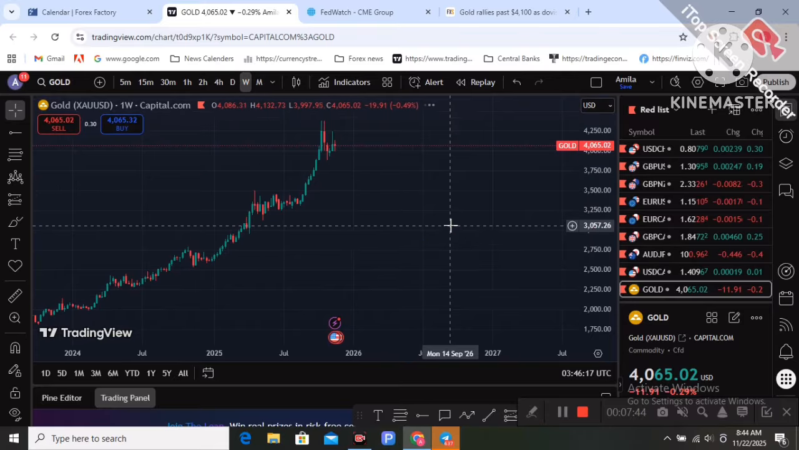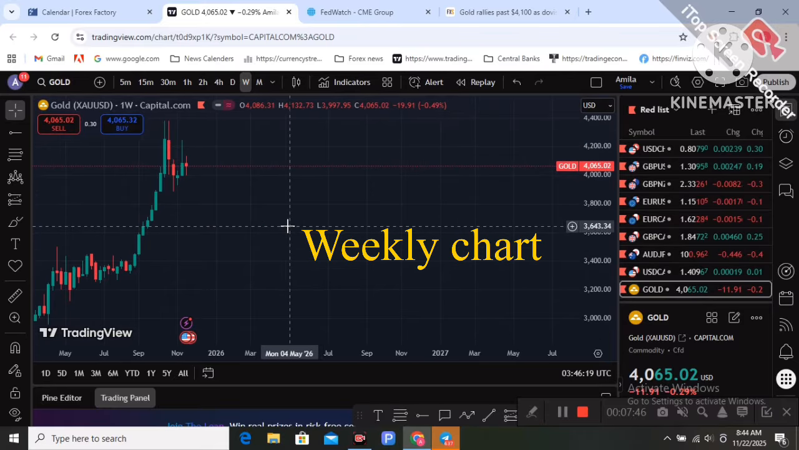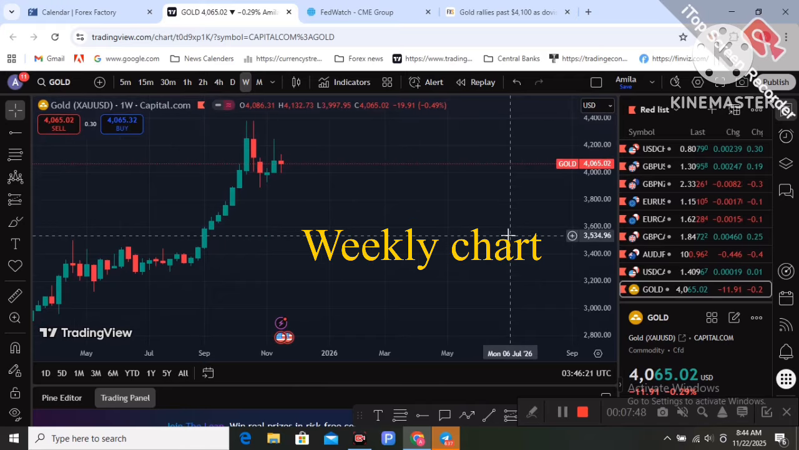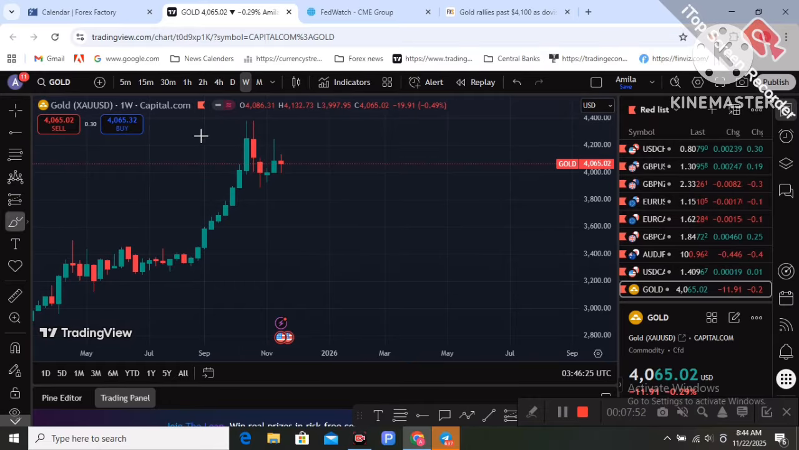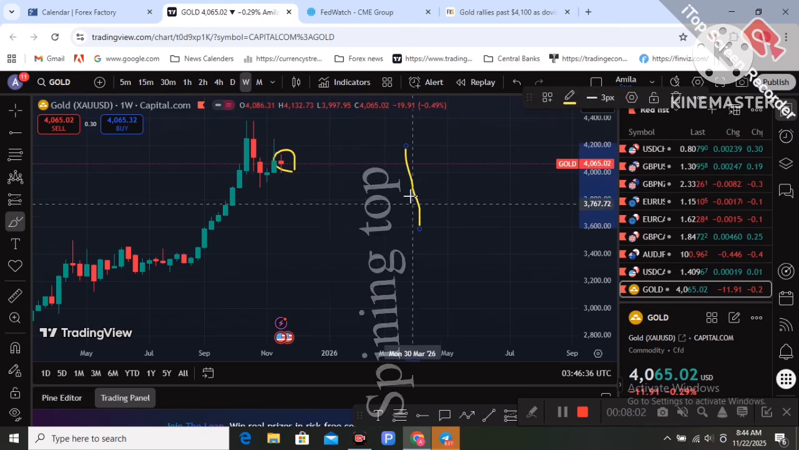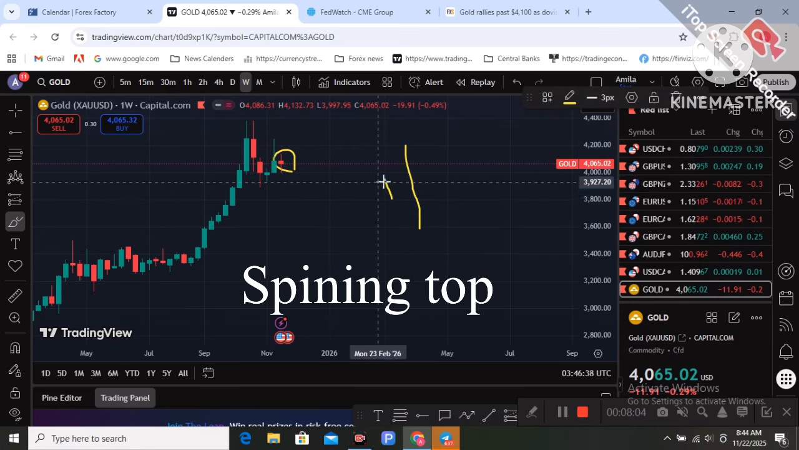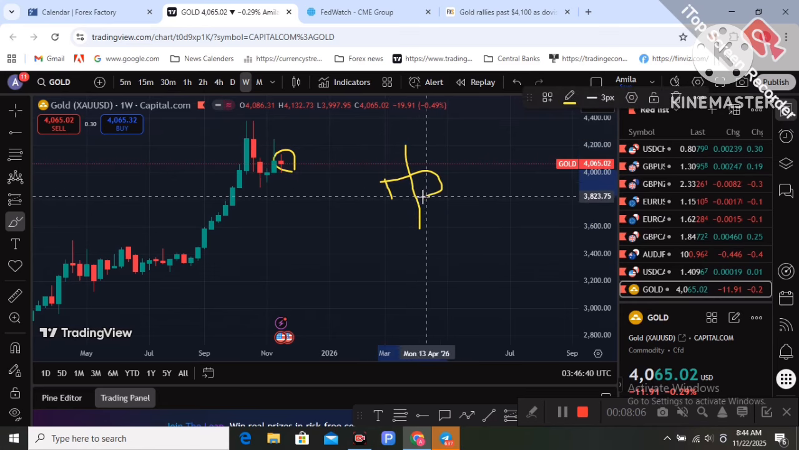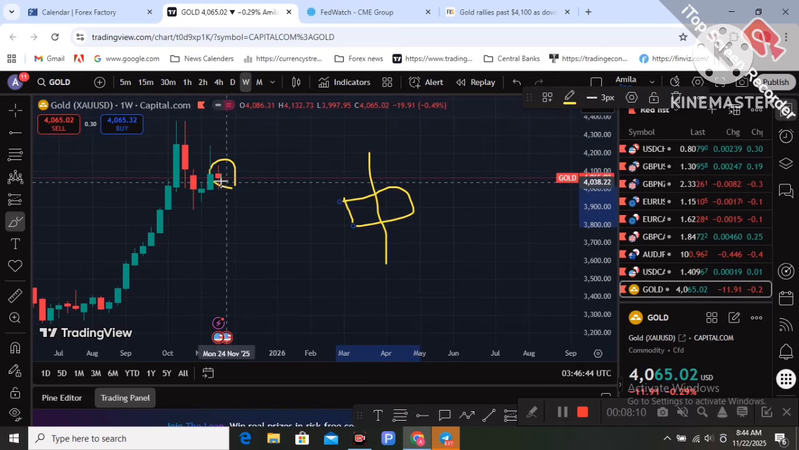So this is the weekly chart for last week. There was an interesting weekly candle last week. You can see the weekly candle is red, so sellers are there. This last week candle is a spinning top candle. If you know candlestick reading, a spinning top candle means indecision. Sellers and buyers are both there, but you can see the body color.